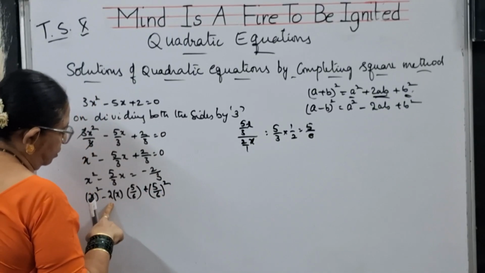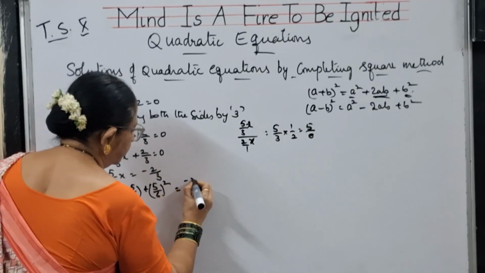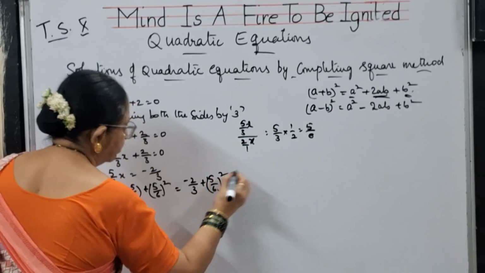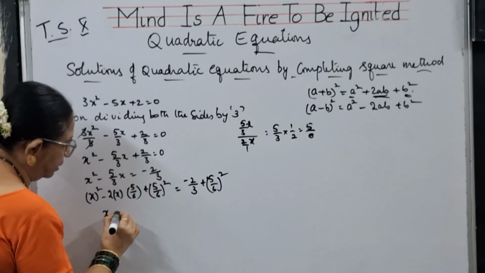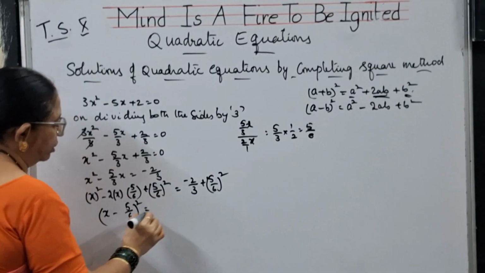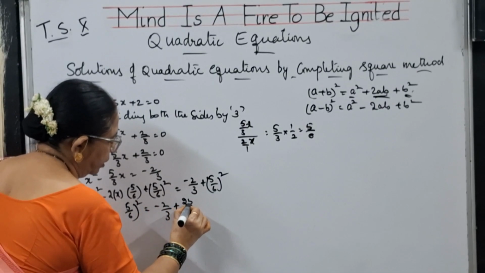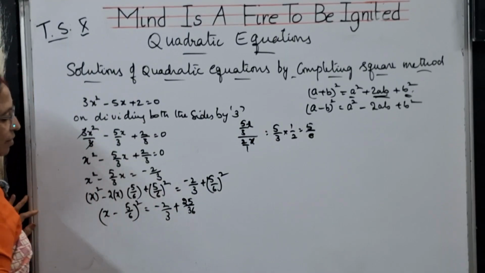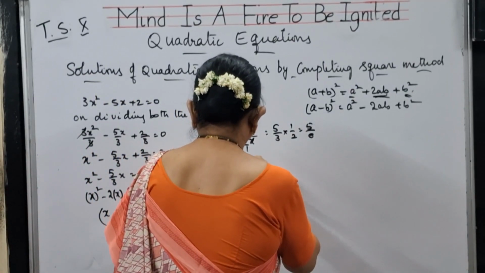a square minus 2ab plus b square. So this is equal to, take minus 2 by 3 plus 5 by 6 whole square. So this is in the form of a minus b: x minus 5 by 6 whole square is equal to minus 2 by 3 plus 25 by 36. 5 5s are 25, 6 6s are 36. So let us continue.